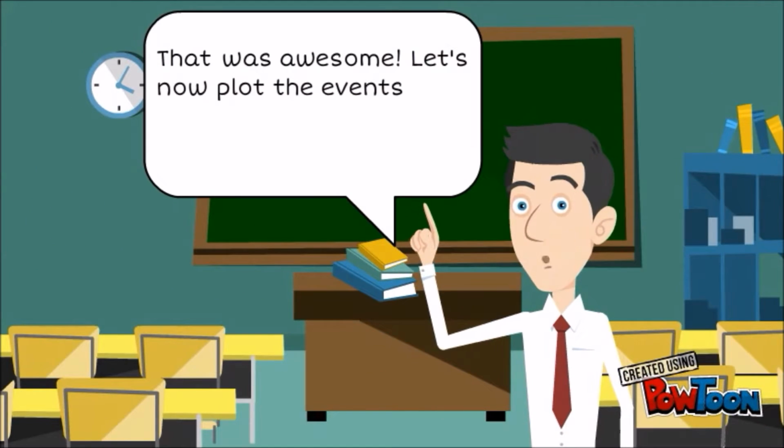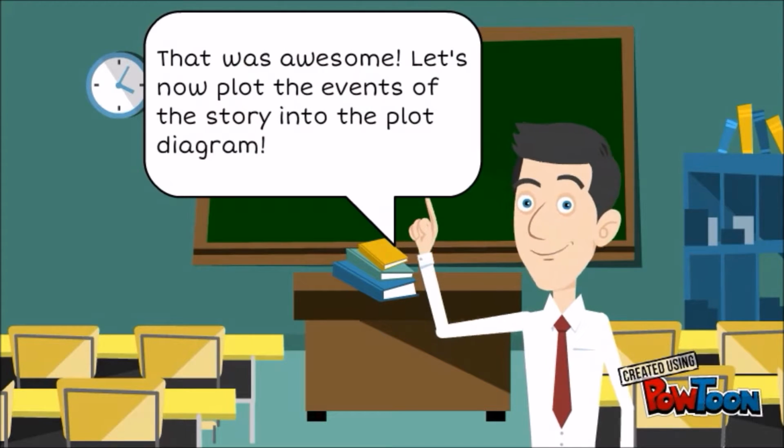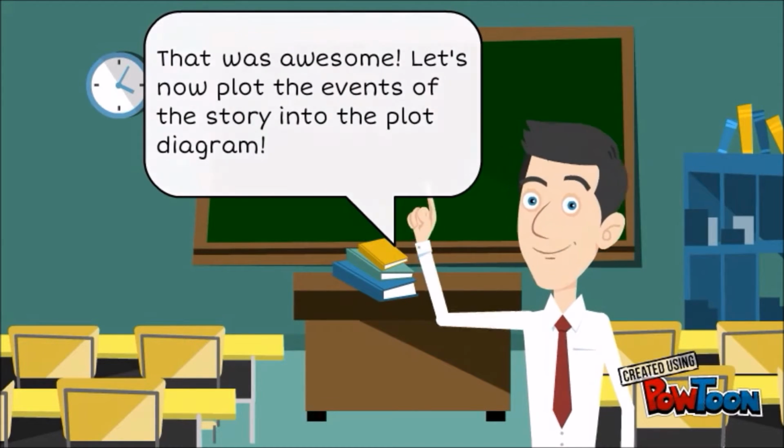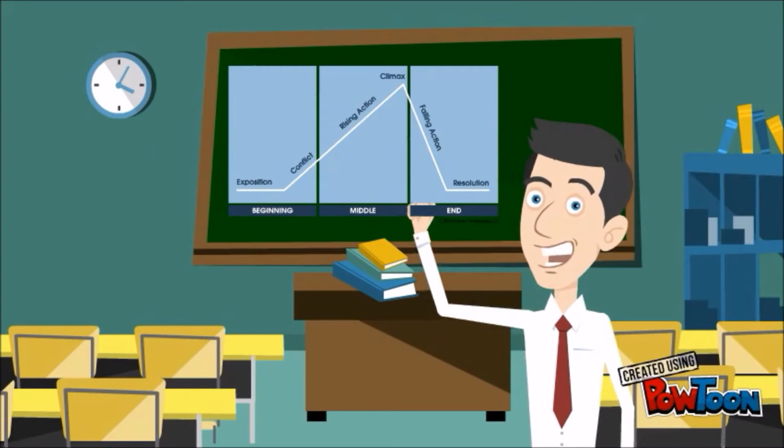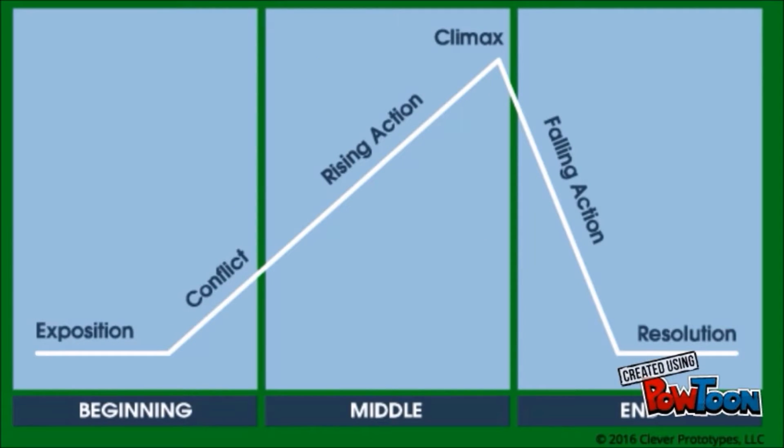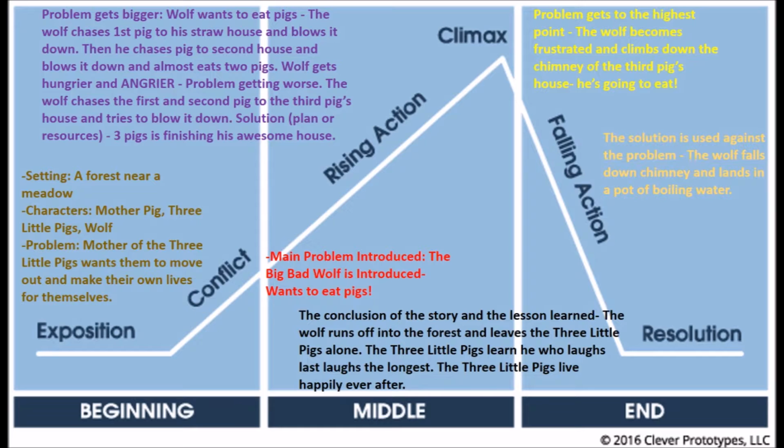That was awesome. Let's now plot the events of the story into the plot diagram. The exposition. The setting here was a forest near a meadow. The characters that were introduced were the mother pig, the three little pigs, and the wolf. The problem. The main problem here was the mother of the three little pigs wants them to move out and make their own lives for themselves. The conflict. The main problem introduced, the big bad wolf is introduced, wants to eat the pigs.